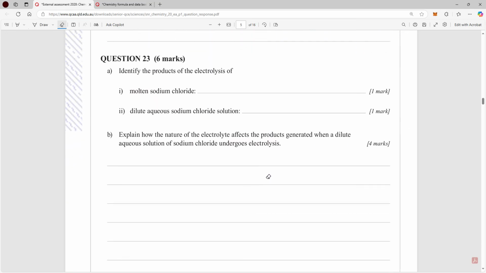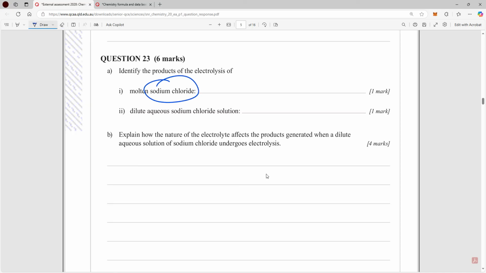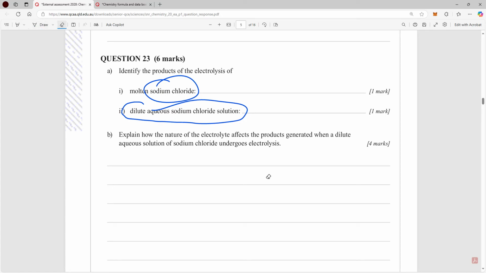Right, so question 23. Identify the products of electrolysis of molten sodium chloride and then (ii) dilute aqueous sodium chloride solution. So the difference between these is that the first one is just pretty much sodium and chloride. This one is basically a very small amount of sodium chloride in an aqueous solution, meaning there's a lot of water. So the answers between these two are actually going to be a little bit different.